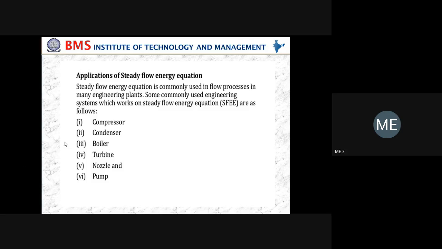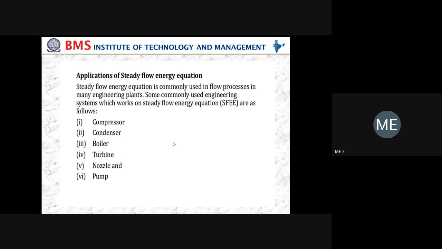Next we have the compressor. A compressor is opposite to a turbine. It is a work absorbing device, so we need power to drive the compressor. I think you might have studied in the open cycle gas turbine: first the compressor, then the combustion chamber, and then the turbine. The compressor is a power absorbing device. The work is done on the system, that is, W is negative.